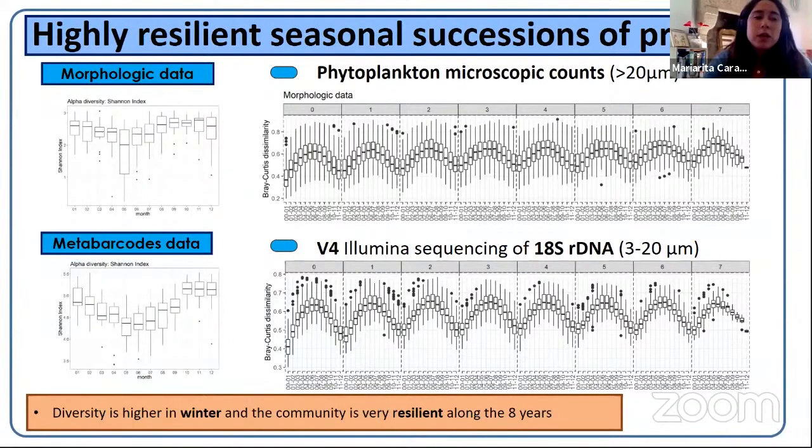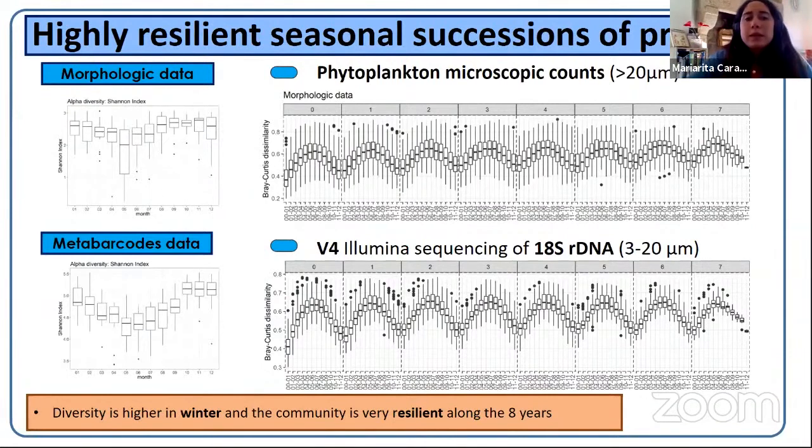Diversity is also specifically higher in winter. This is also another known fact, because in summer, normally the community is composed of a few species that are able to bloom in a very abundant way. But in winter, where the conditions are a bit limited and temperature is lower, we have many more species that are able to flourish in the water.